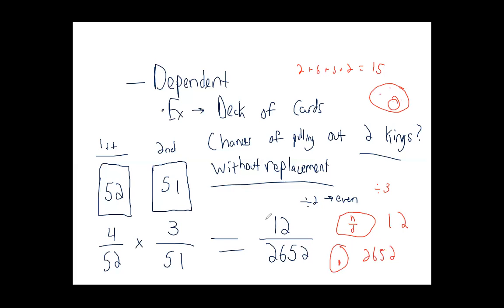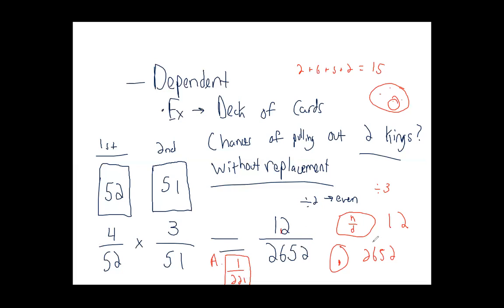So this simplified would be 1 over 221, and that's how you might see the answer choice A. You're not going to see this because they're going to have it as a simplified answer, okay?